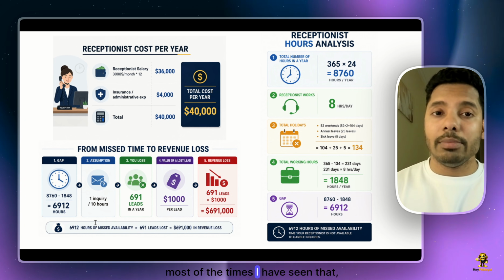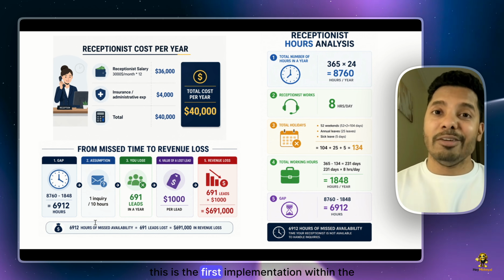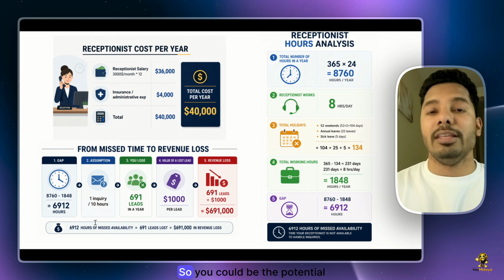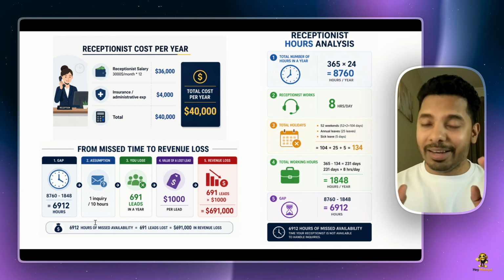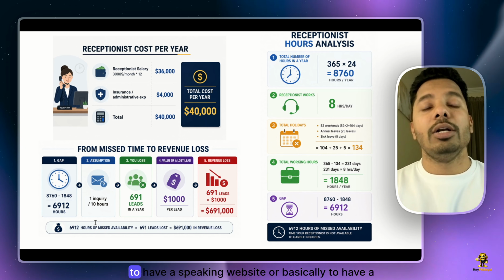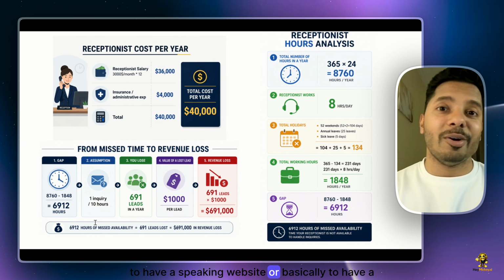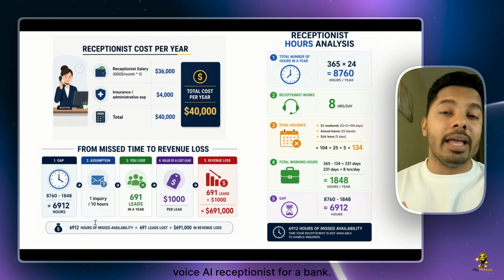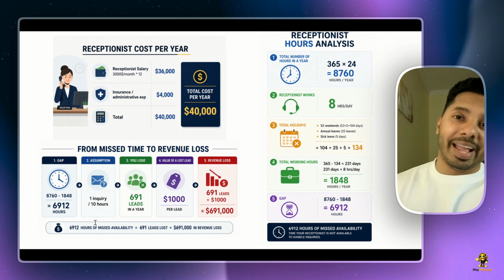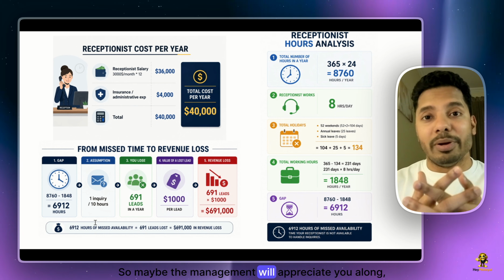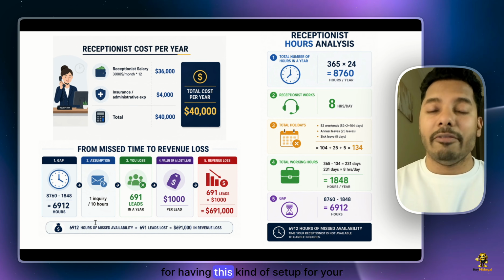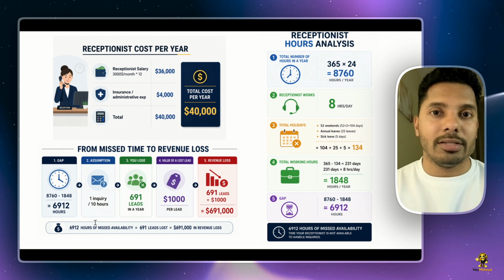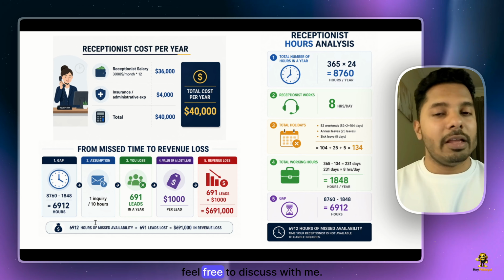Most of the times I have seen that this is the first implementation within the country, so you could be the potential first bank within the region to have a speaking website, or basically to have a voice AI receptionist for a bank. So maybe the management will appreciate you big time for having this kind of setup for your organization.